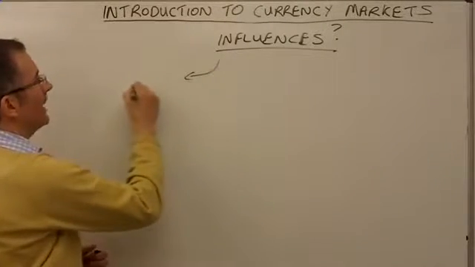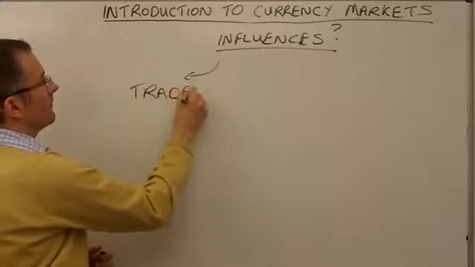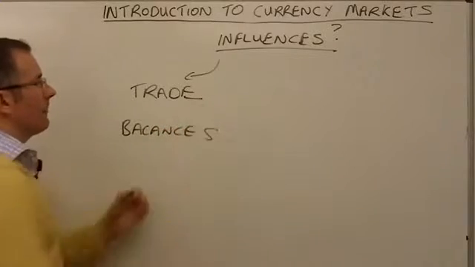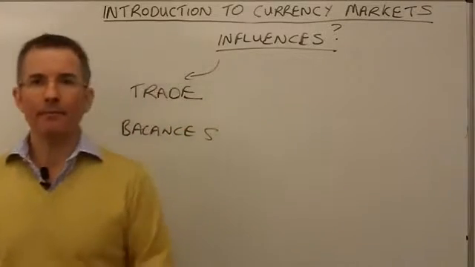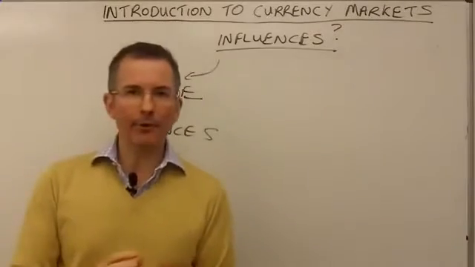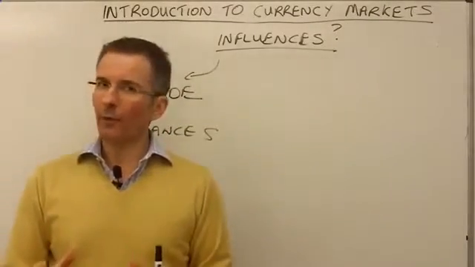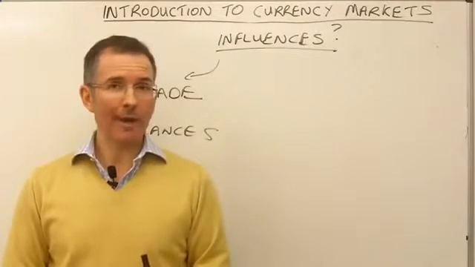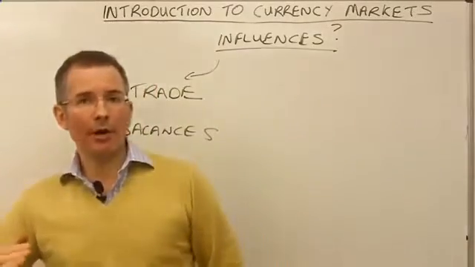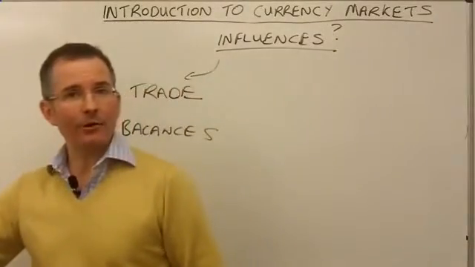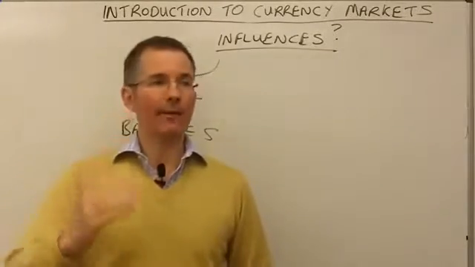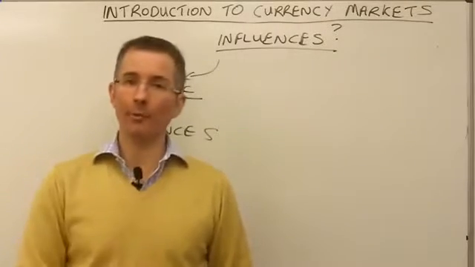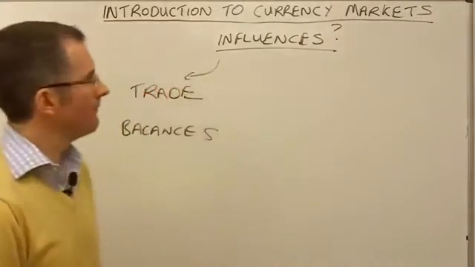Number one, trade. Or you could even say trade balances. Okay, countries trade with each other, and they build up trade surpluses or deficits. To cut to the chase on this one, if lots of people want to buy American stuff, they need dollars to pay for it. So, demand for a country's goods and services will tend to drive demand for its currency as well. And that tends to suggest that a successful economy will have a strong currency. And that's broadly speaking true. So, that's one influence.